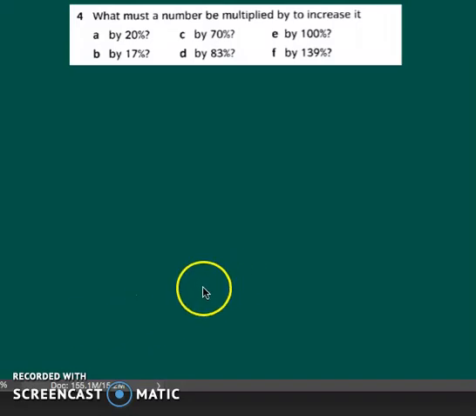So percentages. What we need to remember when we're working with percentages is that they are multipliers. A percentage doesn't have any value as a number on its own. It has to be multiplied by an actual number before it becomes a quantity. So what happens when we multiply a number, say x, by 100%?